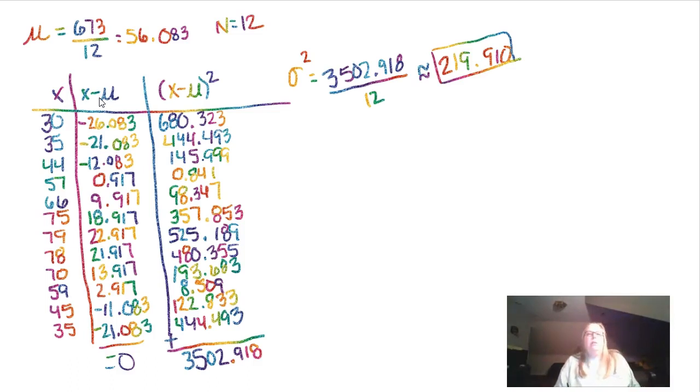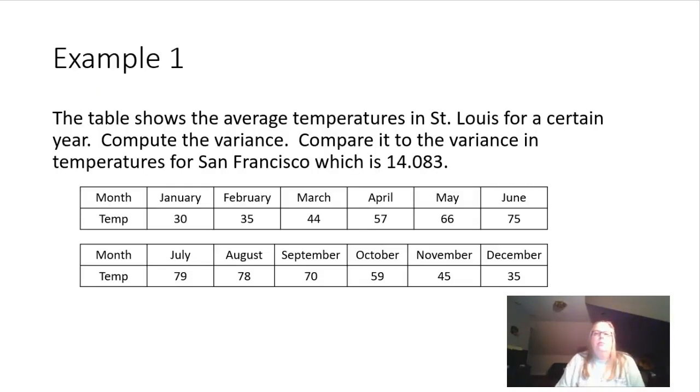Now we are supposed to compare that 219.910 to the variance in the temperatures for San Francisco, which is 14.083. So this is the variance for San Francisco. And considering that St. Louis has such a high variance, it looks like the temperatures in St. Louis are going to vary a lot more than the temperatures in San Francisco.